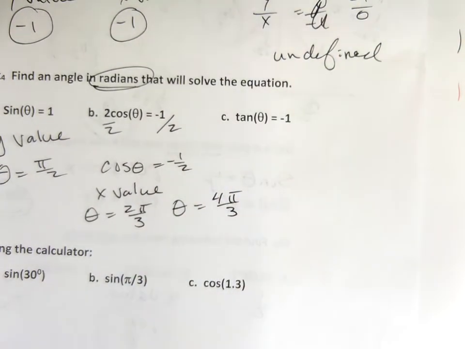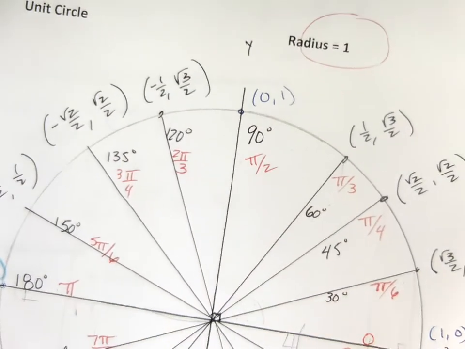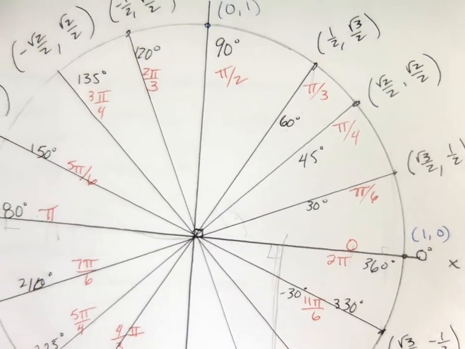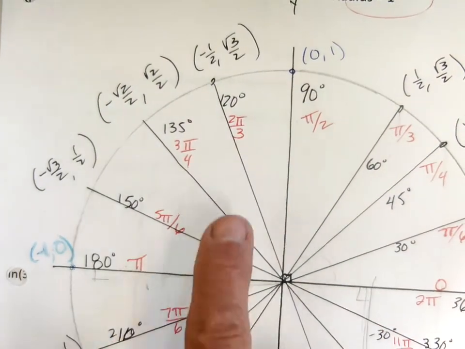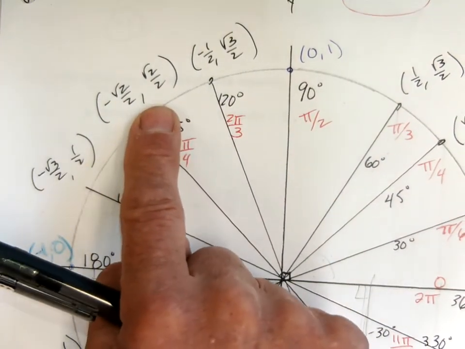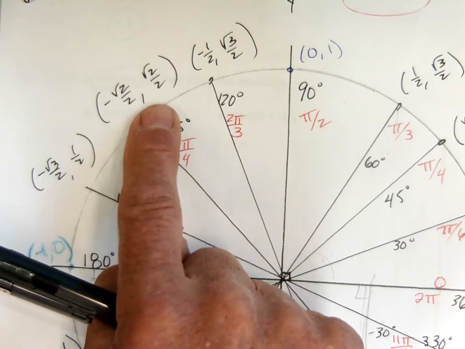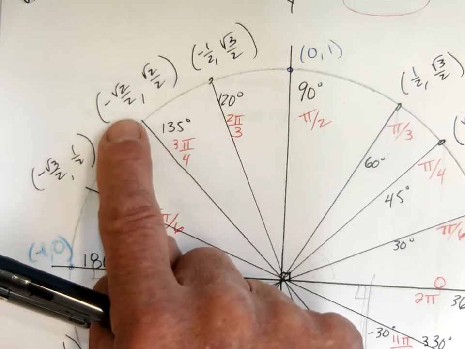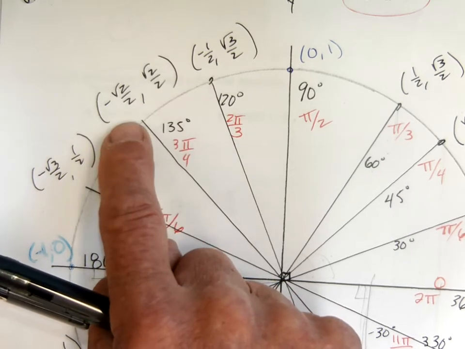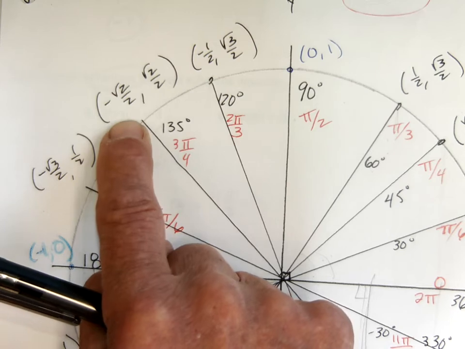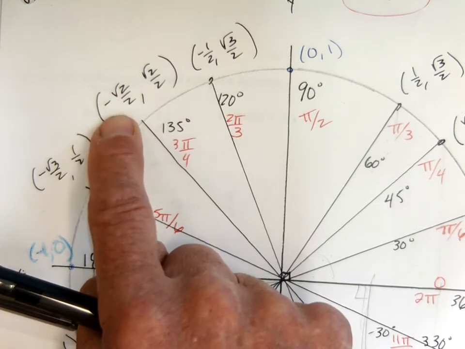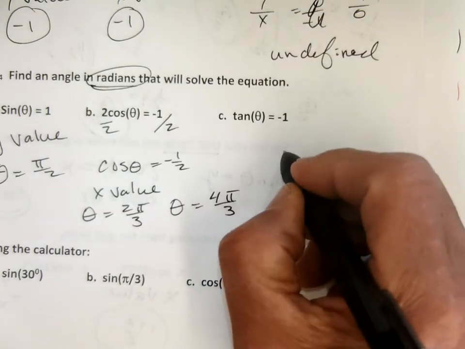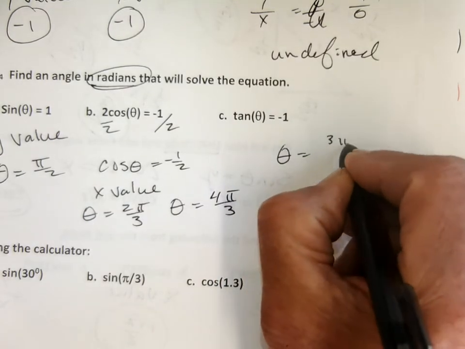Tangent of theta is negative 1. Okay, tangent is going to be the y over the x. It is right there. Tell me why that's negative 1. Why is that value negative 1? Tangent is y over x. This divided by this is what? This divided by this is negative 1, isn't it? So we'd have 3 pi 4. So theta is going to be 3 pi 4.